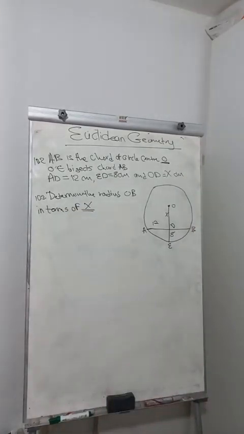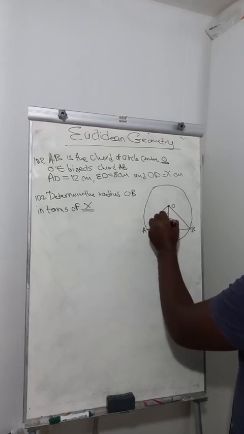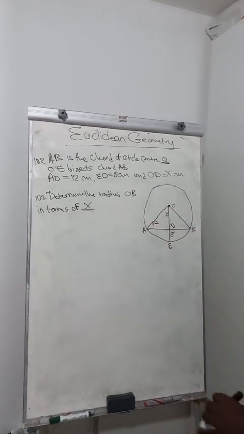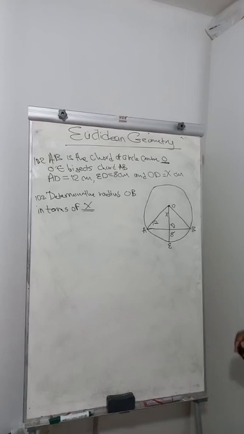So now guys, once you get something like this, here I'm trying to write all the information that they normally give you when you're drawing or solving for circles, so that at least you can understand what I'm doing. So now here they say determine the radius of OB in terms of x.